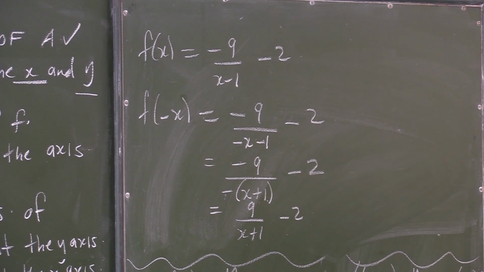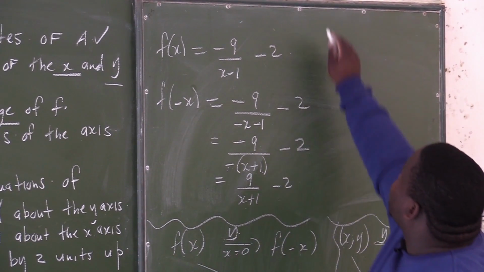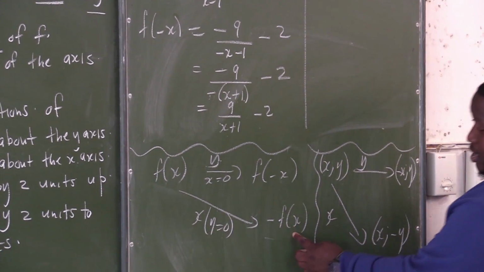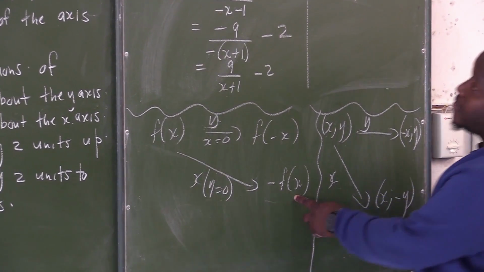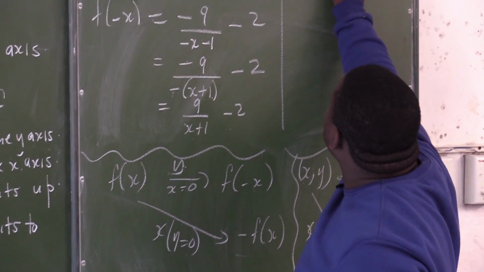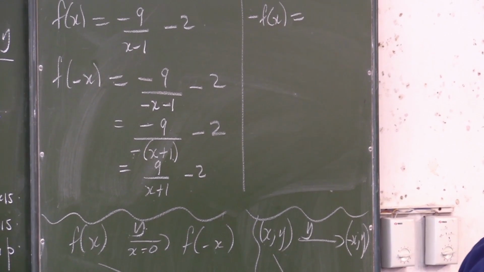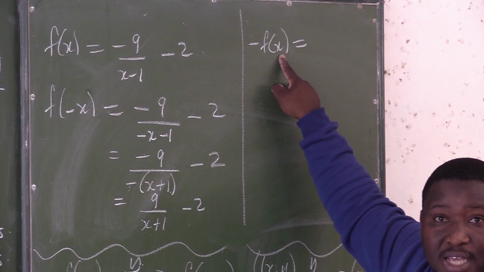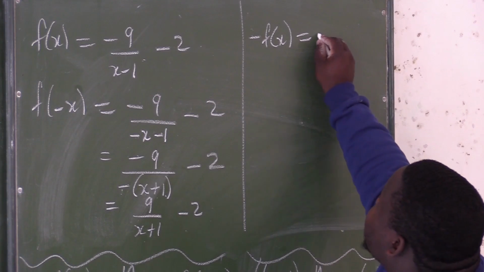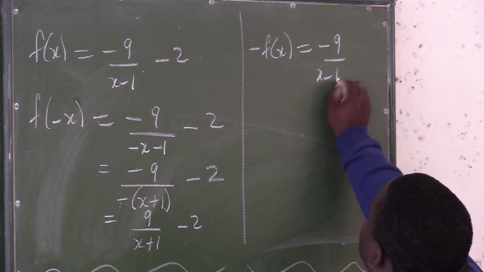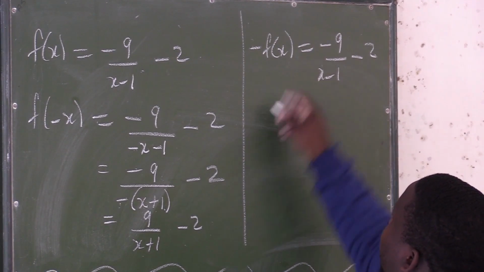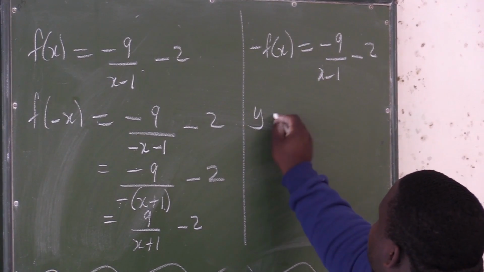It comes right. If the reflection is along the x-axis, what is happening? If you reflect a graph along the x-axis, the value of y becomes negative. It means I will have negative f of x. Take note. Here I still have negative 9 over x minus 1, minus 2. So I'm going to divide that over negative 1 across. If I divide by negative 1 across, I'm getting the new equation to be y equals to.